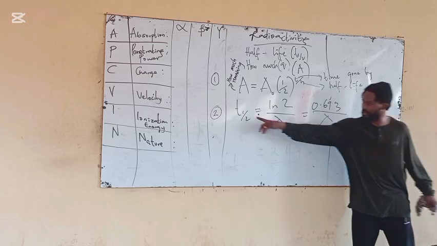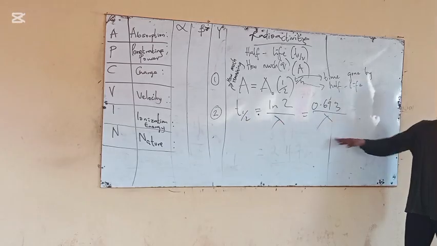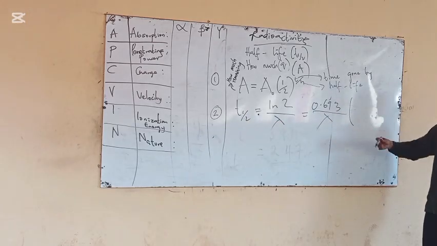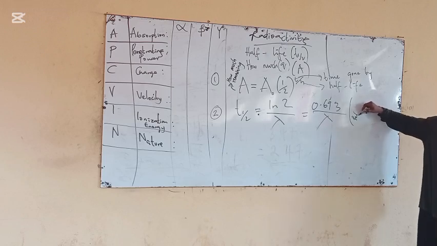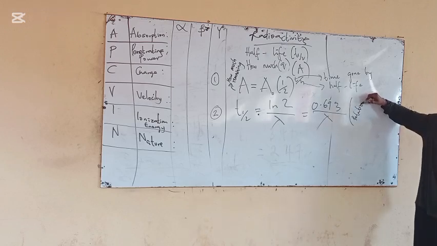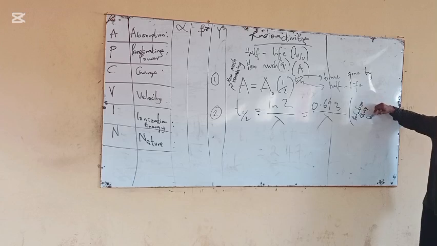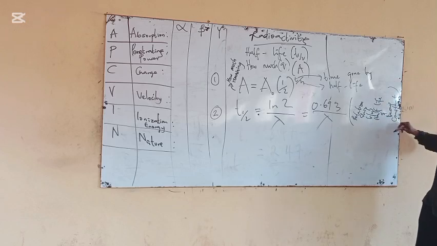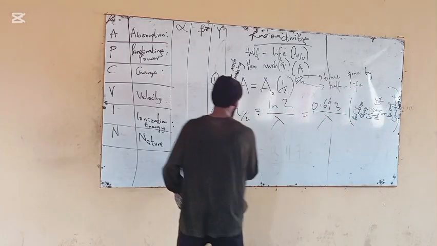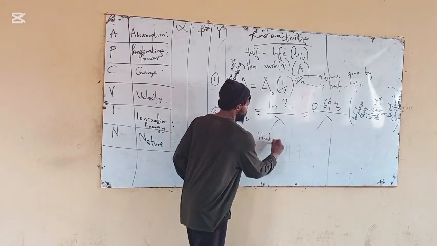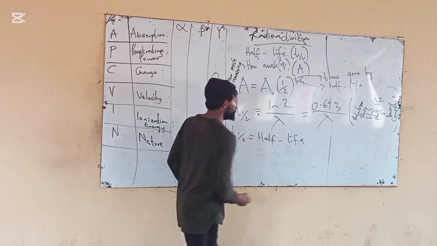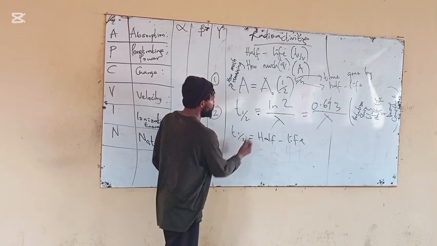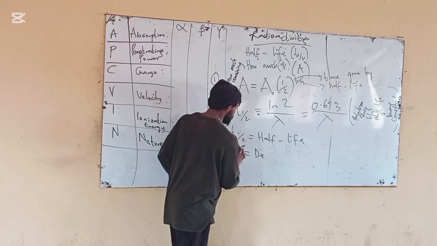T half, T1 over 2, yes. So this is the relationship, or when they tell you find half-life, this is the relationship between half-life and decay constants. So we'll take questions on this so that we'll understand it better. You can say where T half is equal to half-life, or the time to get to half of the initial quantity. Now this lambda is what we know as the decay constant.